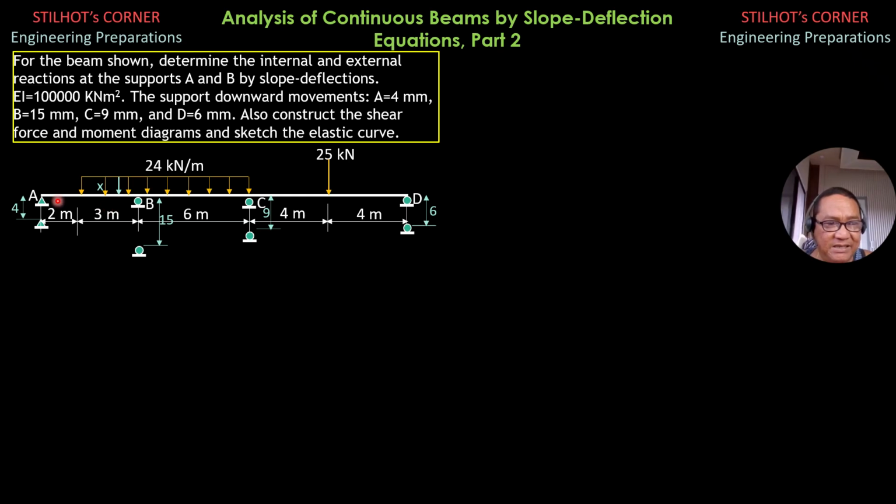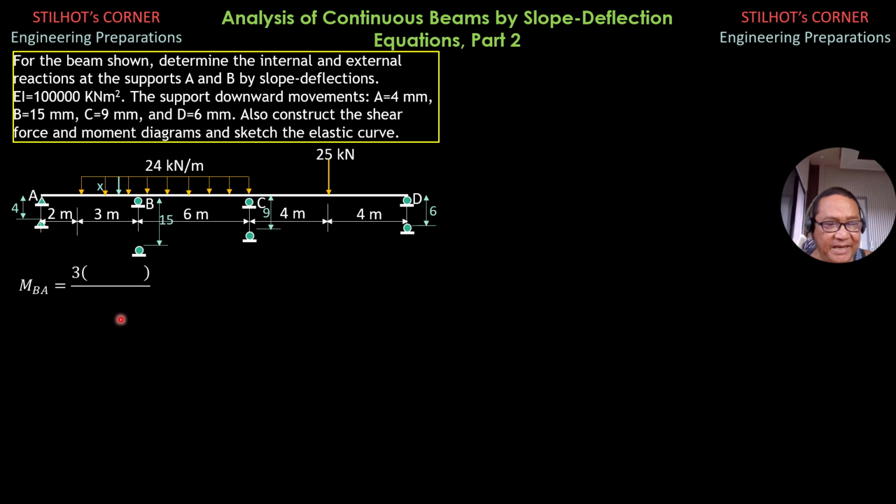So MBA is equal to 3EI, and EI is 100,000. So 3 times 100,000 over 5 quantity theta B minus delta over L. Delta is treated positive here because the chord joining A and B is rotating clockwise, and clockwise rotation is positive. Then the delta is equal to 15 minus 4, so 11 mm, 0.011, that is treated positive, over L, which is 5.